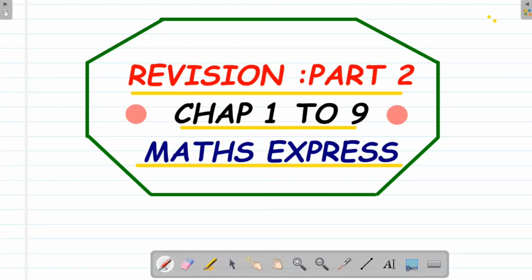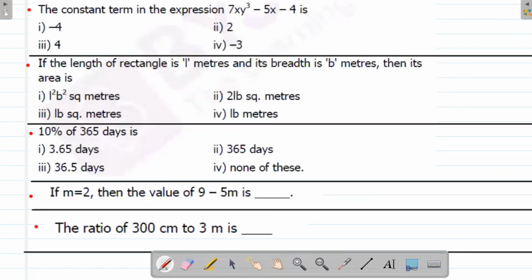Okay, so here we are now with the revision of part 2, chapter 1 to 9 of Maths Express. So let's just begin with the revision. Now in the first question, find the constant term in the expression.